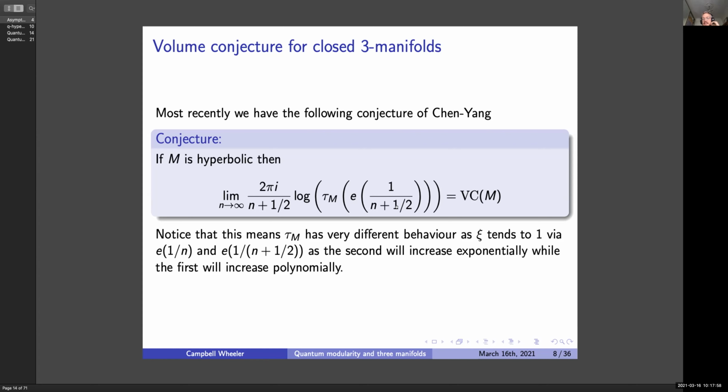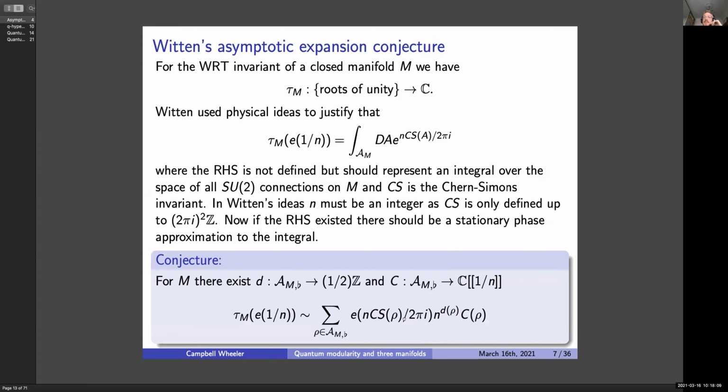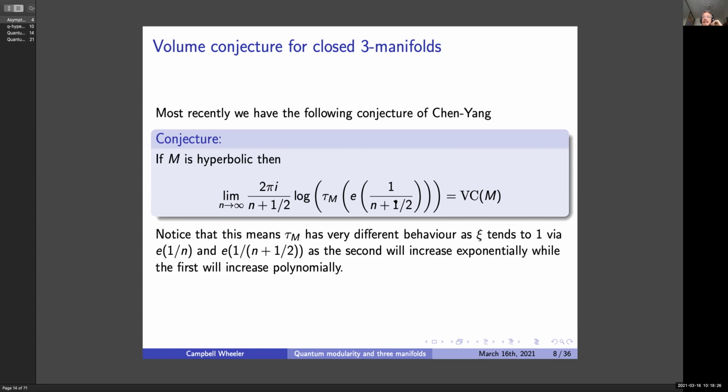So this is kind of interesting because this behaves quite differently to Witten's asymptotic expansion conjecture. If we look back here, we have these exponential terms, but because the Chern-Simons functional evaluated at SU(2) connections is always a real number, this always lives on the unit circle, and so these are just oscillating terms. So this has polynomial growth at these roots of unity. But as we go to these n plus a half roots of unity, we have exponential growth, and it grows like this complexified volume, or the volume, and then there's this oscillating term given by the Chern-Simons functional. Okay, so these are different versions of the same kind of thing.